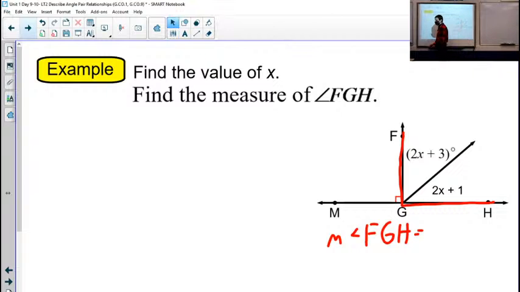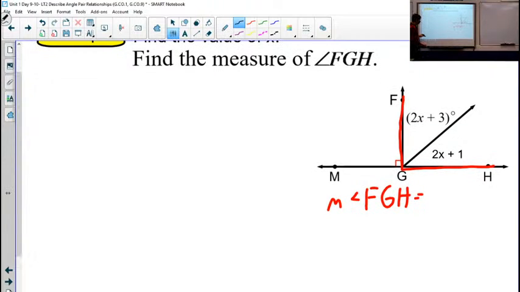For those of you that don't have it, let me give you some hints. Measure of angle MGH. Well, we should be able to figure out what that is. M to G to H. Well, that's a straight line. And we know what a straight line measures. What's a straight line measure? 180.